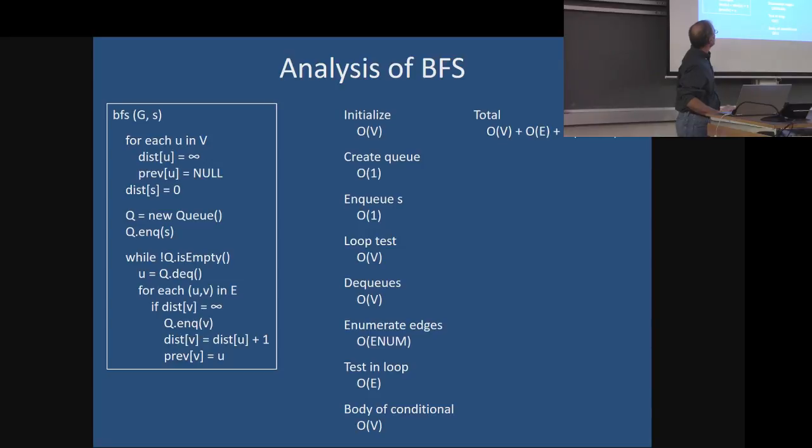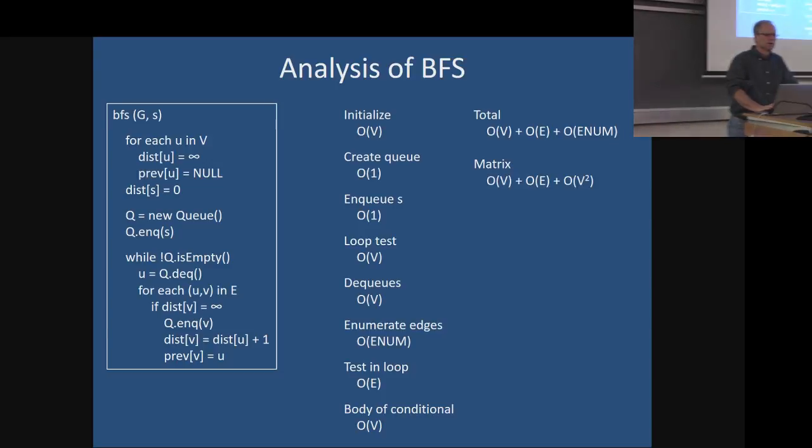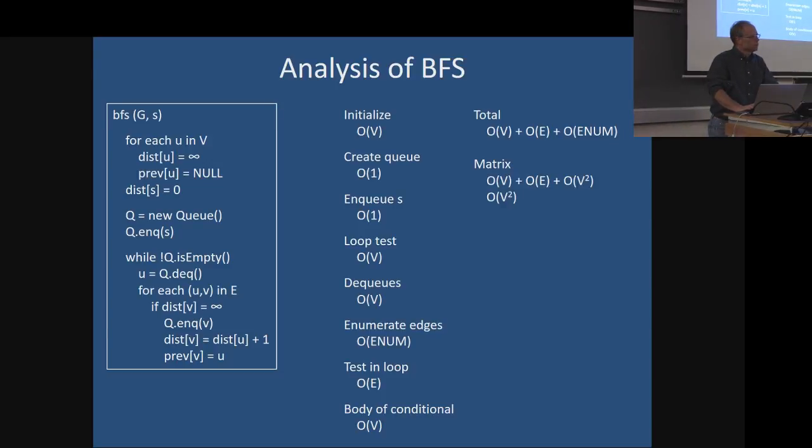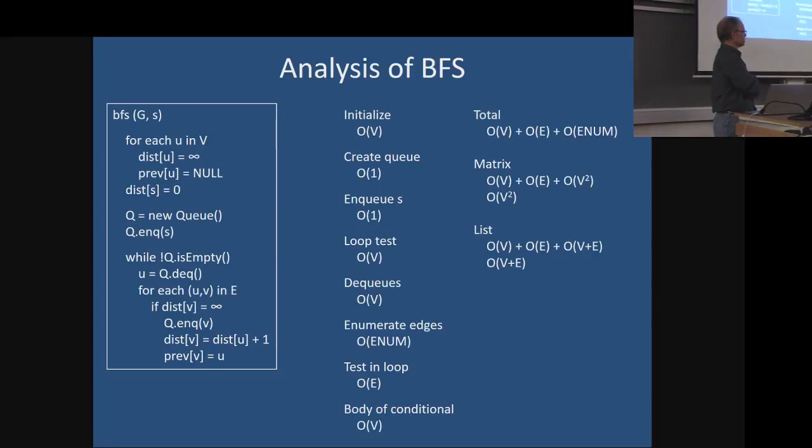We got some O of V's, we got some O of E's, and we got the cost of enumerating the thing. And on a matrix, the cost of enumerating all the edges is V squared. So it simplifies to that. And on a list, the cost is V plus E. So it simplifies to that. So, just like depth-first search, this is linear. The time it takes is proportional to the size of the data structure you're consuming.